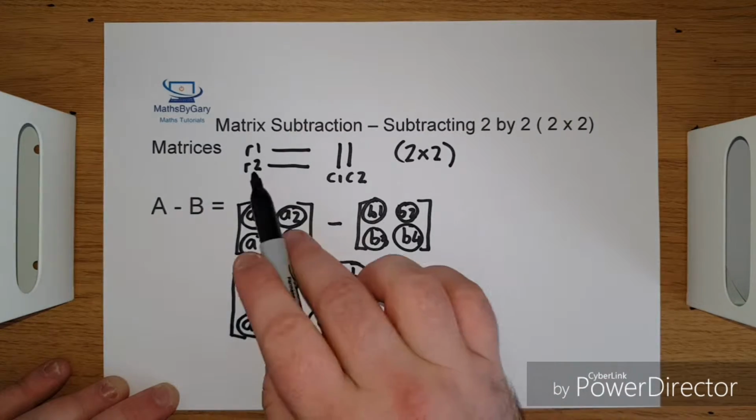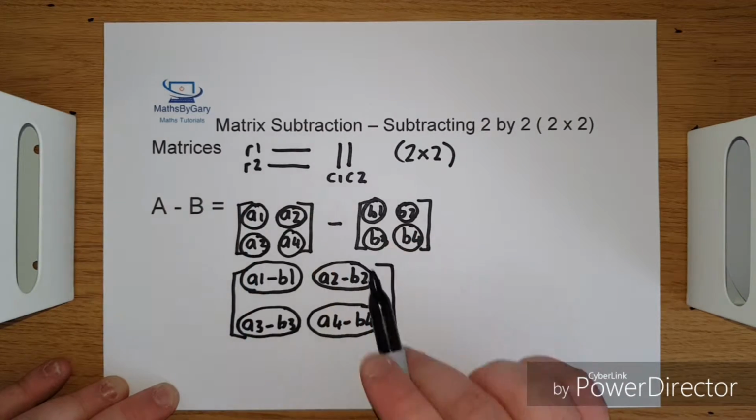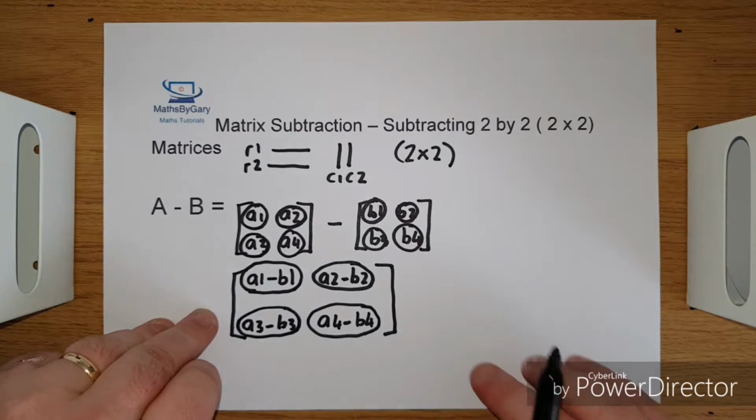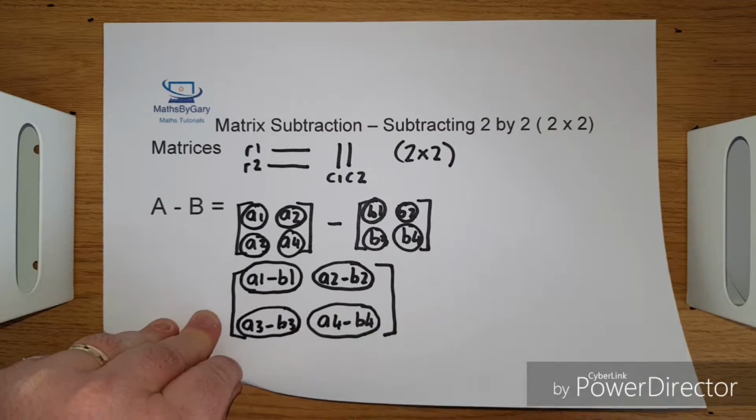That's the theory behind it. A 2x2 matrix, so 2 rows and 2 columns, 2x2. So let's take a look at a worked example of how we would do this.